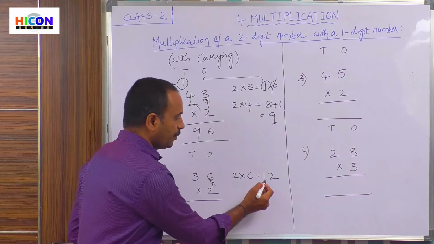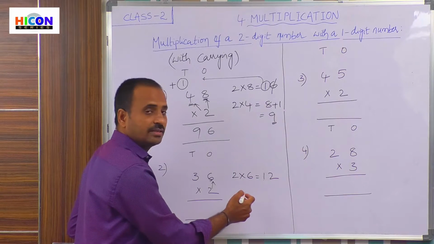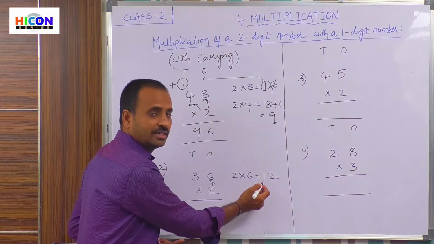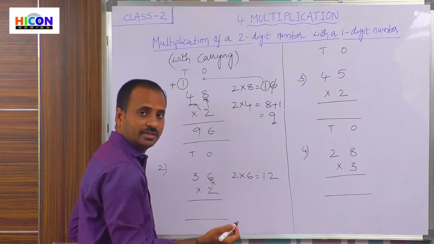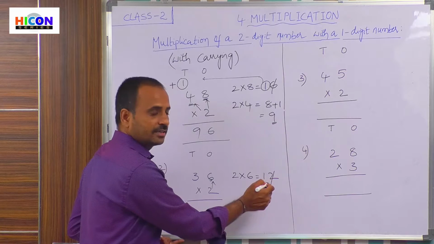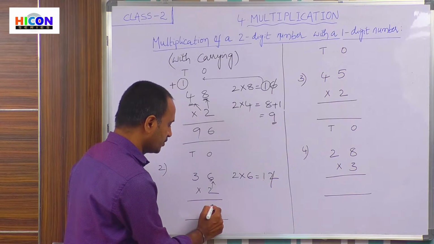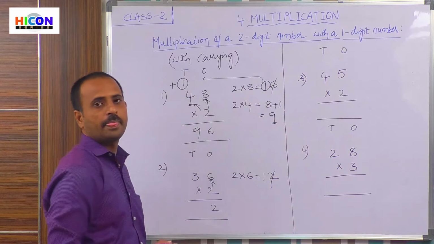So here, if the product is a 2-digit number, write the last digit. That is, write the second digit. What is the second digit here? 1 is the first digit. 2 is the second digit. Write the second digit under ones place. What is the second digit here? 2. Write this 2 under ones place.